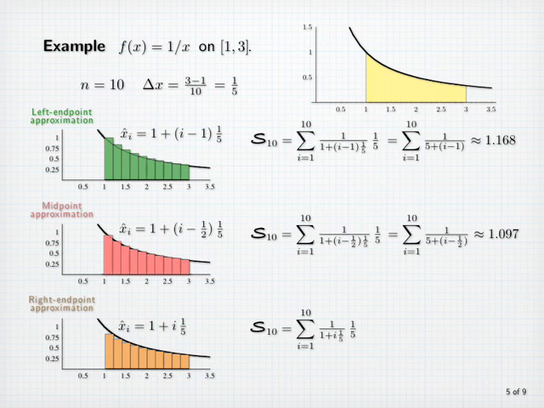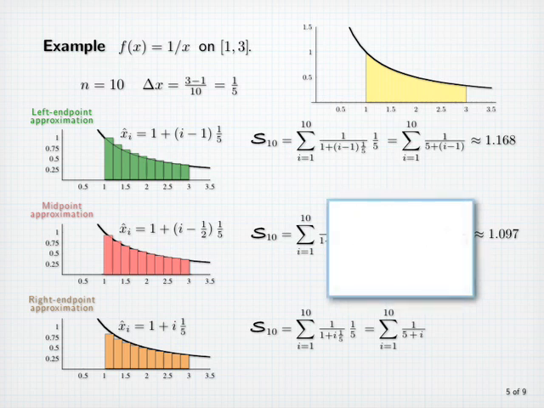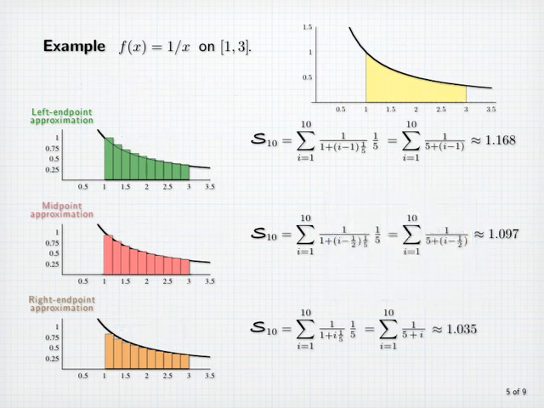That summand simplifies and gives us the sum from i equals 1 to 10 of 1 over (5 plus i). So we go to the calculator and compute that sum and find that it is approximately 1.035. Now let's do this again with n equals 40. Here delta x will be (3 minus 1) divided by 40, which is 2 over 40, or 1/20.